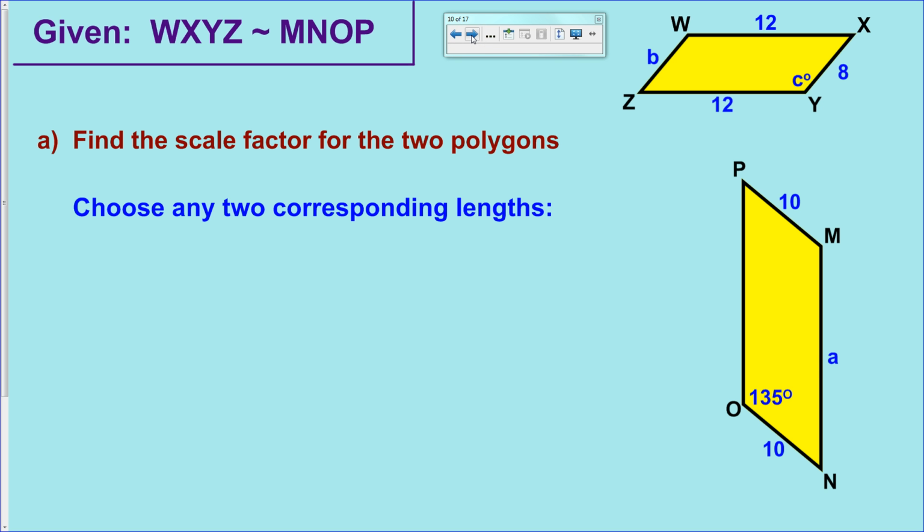So if we're looking for any two corresponding lengths, the only ones that are totally given to us are XY and NO. And if we just simply write them out as a fraction, we will get our scale factor. So 8 over 10, which simplifies to 4 over 5. Now it's important to remember that we've written this with everything to do with WXYZ on top and MNOP on the bottom, which means we're going small to big. Small on top, large on the bottom.